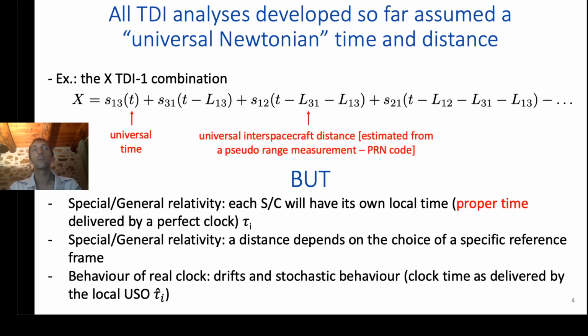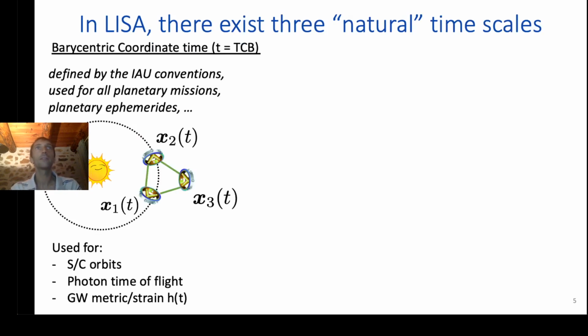Even if you forget about relativity, each spacecraft will have its own local USO, for Ultra-Stable Oscillator, its own real clock, that will have its own behavior characterized by a stochastic behavior or by some drift. So all three spacecraft will have a different real clock. To summarize, in LISA there will be 3 natural timescales.